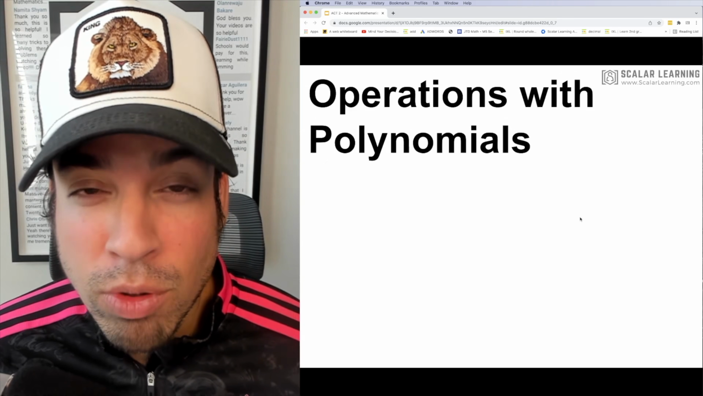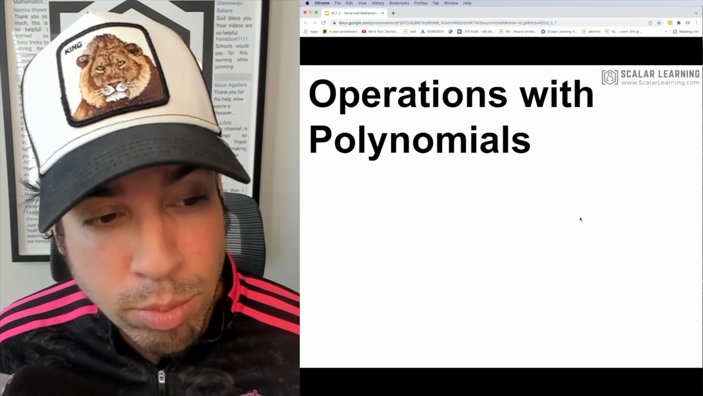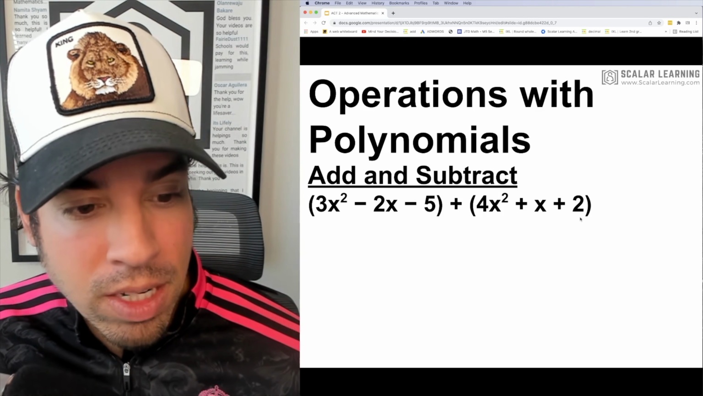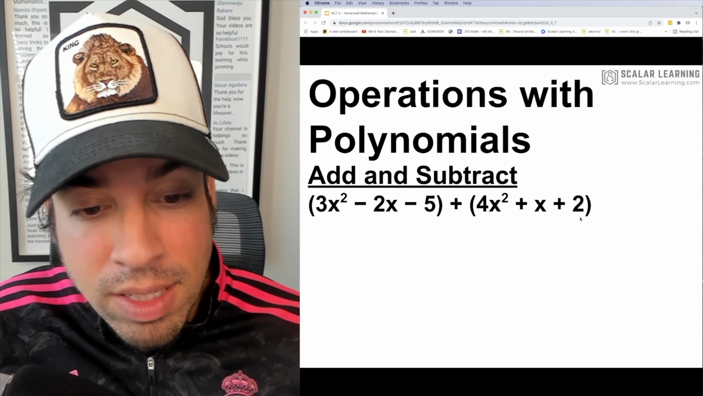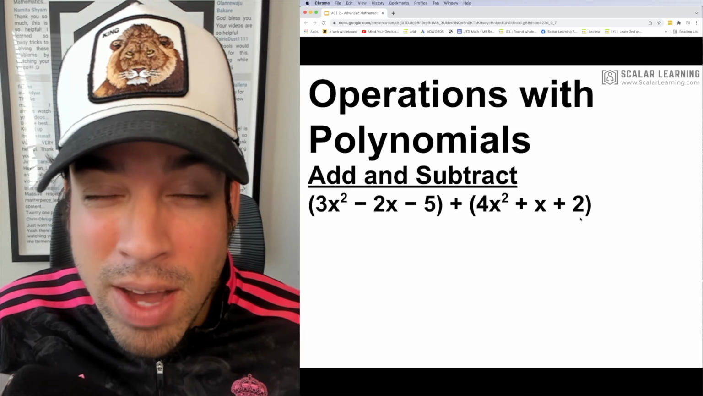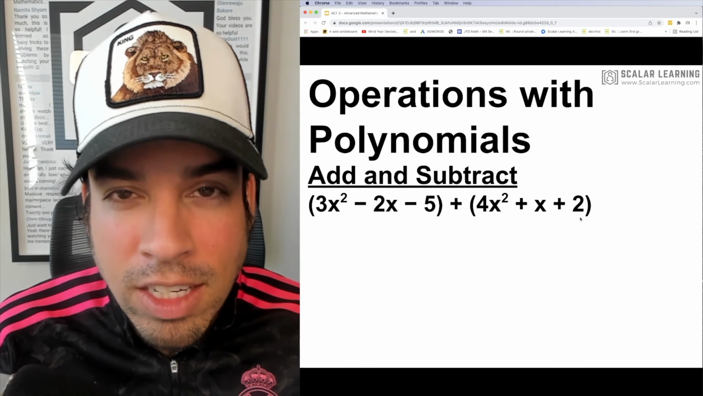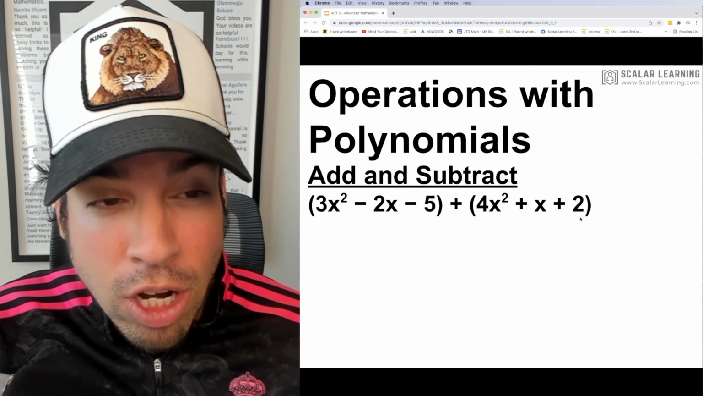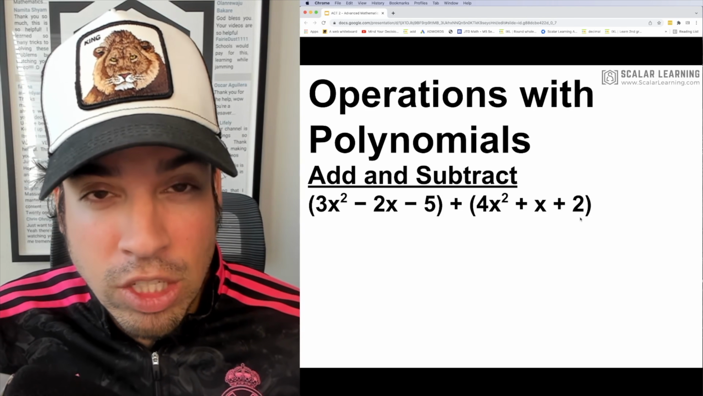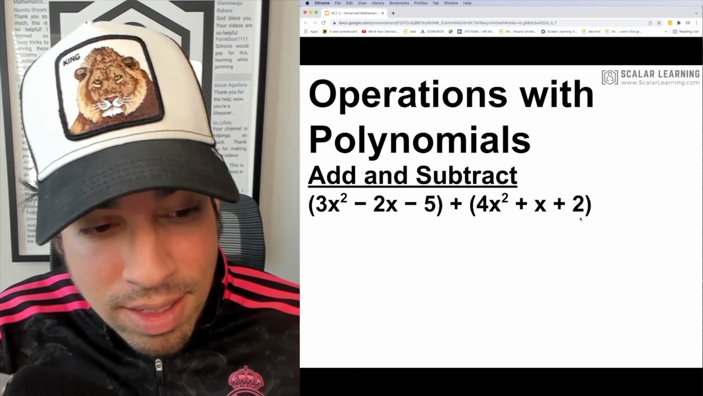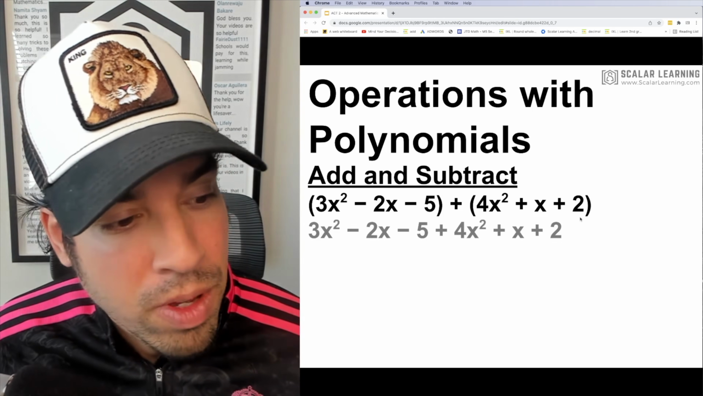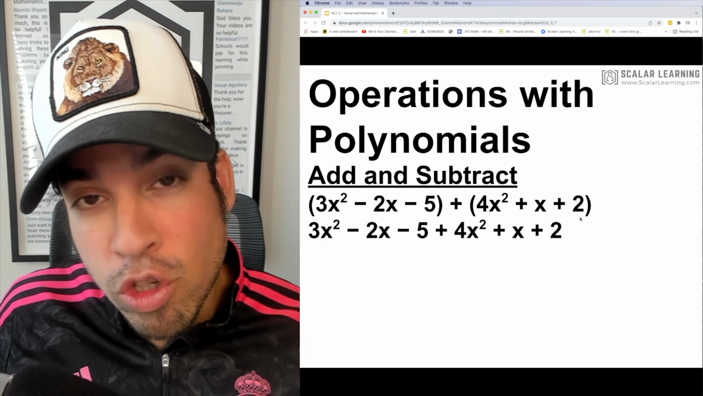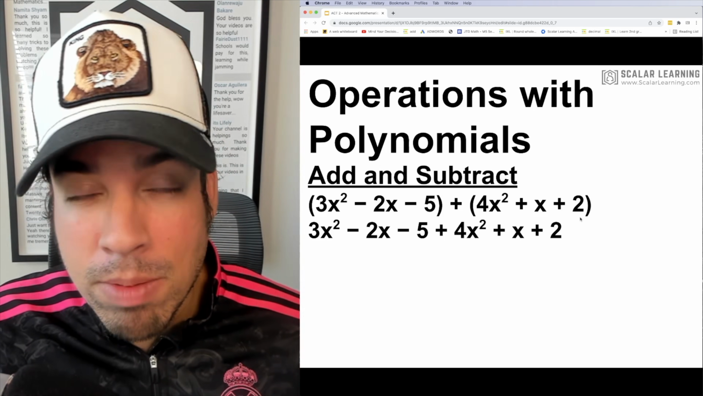Now we're going to talk about operations with polynomials, where we can add and subtract them. So check it out. We're going to take this example of 3x squared minus 2x minus 5 plus 4x squared plus x plus 2. Again, it's all about adding and combining like terms, and the exponents change it. So for example, the x squareds are like terms with each other, and the x's are like terms with each other, but the x squareds and the x's in this context don't mix. First, I'm going to remove all the parentheses because they're not really doing anything. We would try to maybe distribute a negative if need be, but that's not needed here.